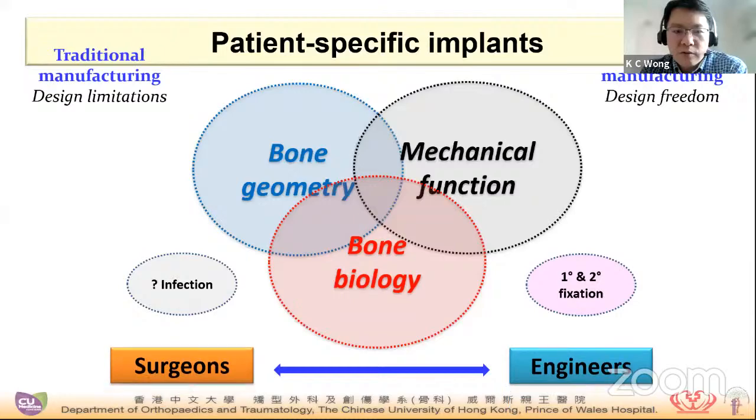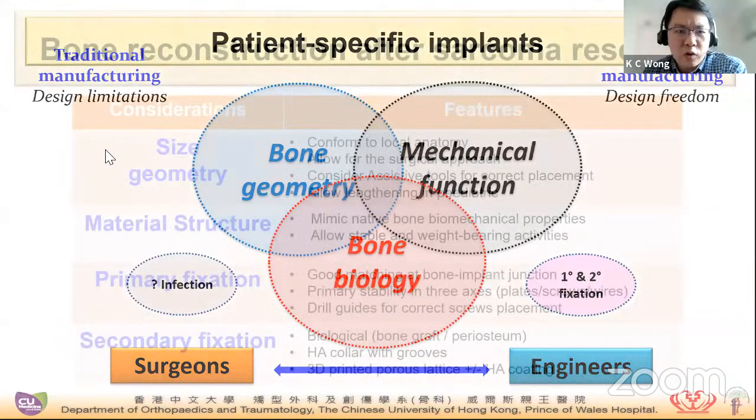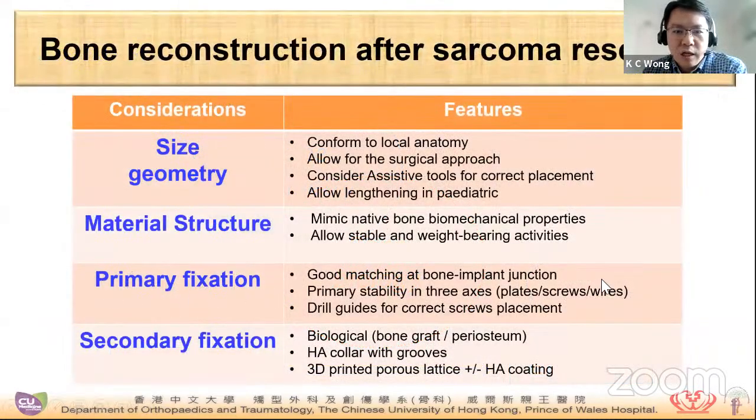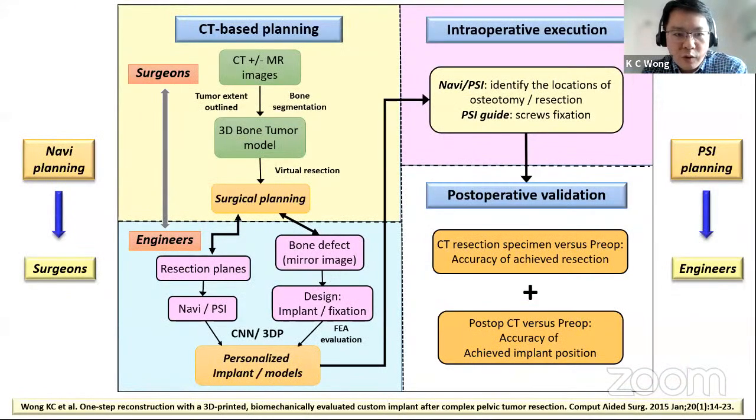Most important of all is communication with the engineer. It covers all the steps, size, geometry, material, structure, and primary fixation. I spend a lot of time on primary fixation to make sure that it's technically feasible and also good in the biomechanical sense. Although we don't have objective data on this, it needs to be discussed. Then for secondary fixation, for now, HA collars and 3D printed porous surfaces can do the job. The workflow is published in one of our case reports.